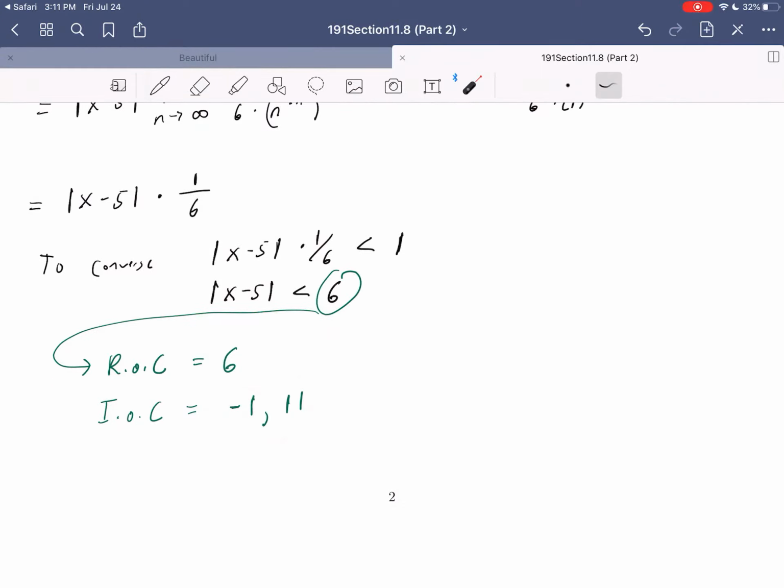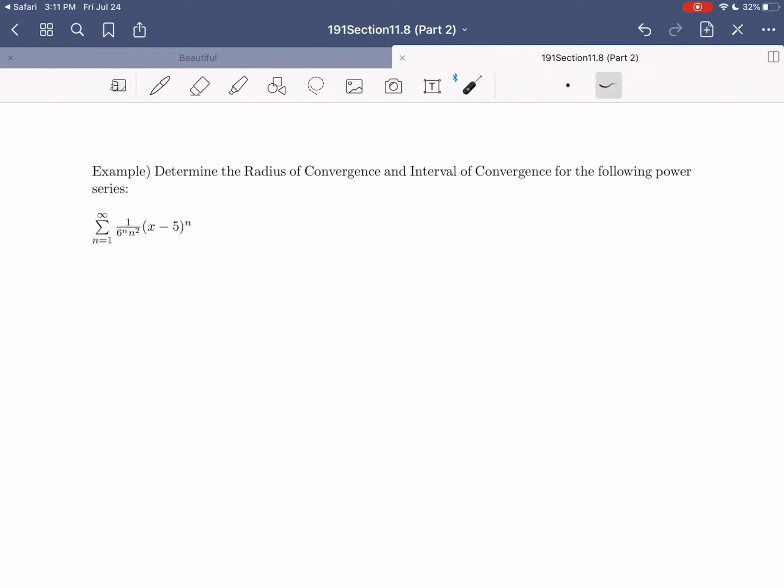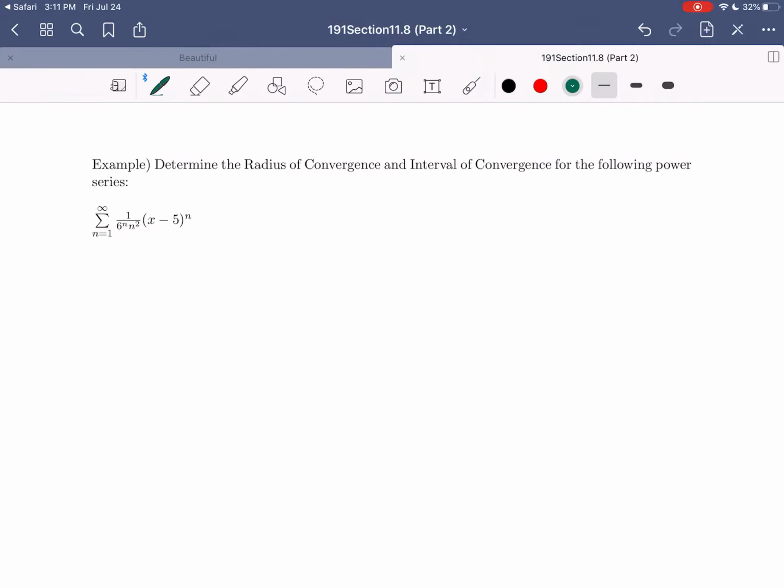Okay, you'll notice, though, that in my interval of convergence, I haven't written in hard brackets or soft brackets because we need to test those endpoints. But at least now we know the radius of convergence, and we know the interval of convergence, except for the behavior at the endpoints. So let's go ahead and give ourselves another page, and let's test those endpoints.